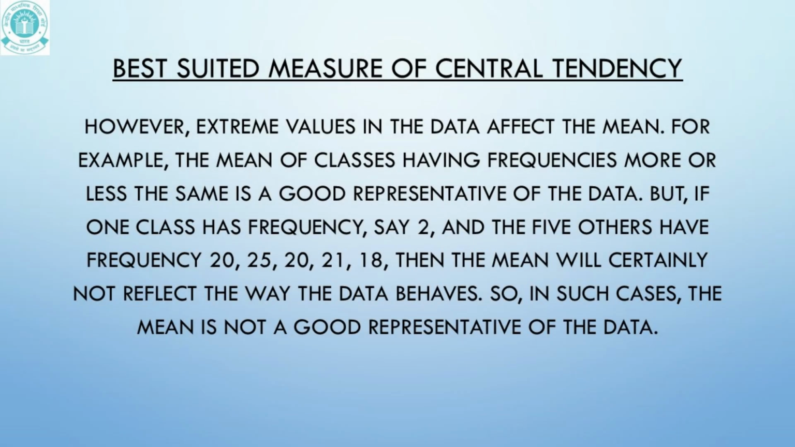However, extreme values in the data affect the mean. For example, the mean of classes having frequencies more or less the same is a good representative of the data. But what if one class has frequency, say 2, and the other 5 have frequencies 20, 25, 20, 21, 18? Then the mean will certainly not reflect the way the data behaves. So in such cases, the mean is not a good representative of the data.